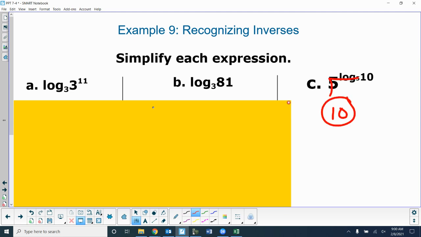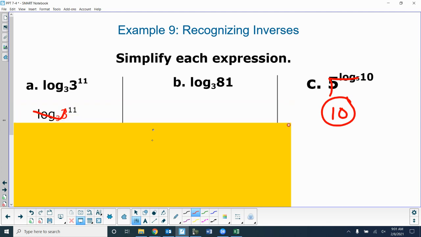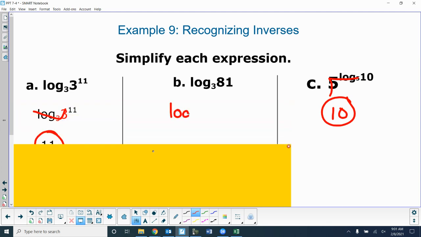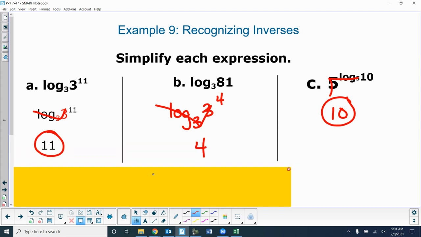Those cancel. Now, these are not the same. All right, 3 to what power is 81? What's 3 times 3? Times 3? Times 3. There it is. So 4. All right, so we can write this as log base 3 of 3 to the 4th. Those go away. So the answer is what? 4. Okay?